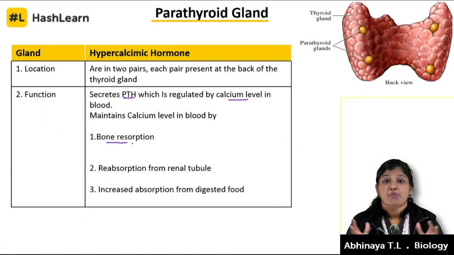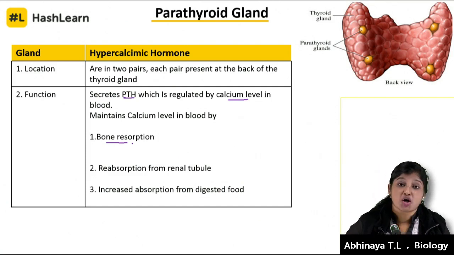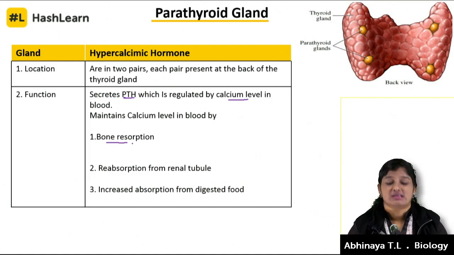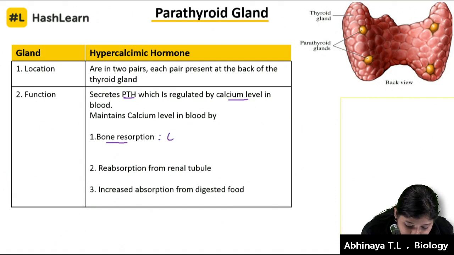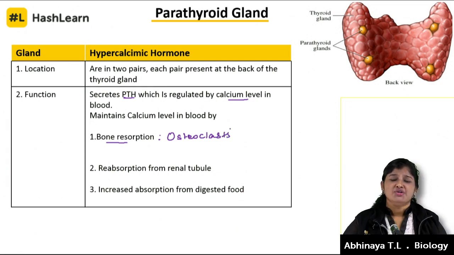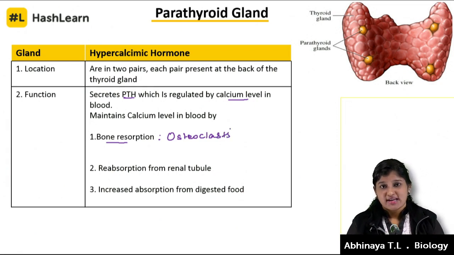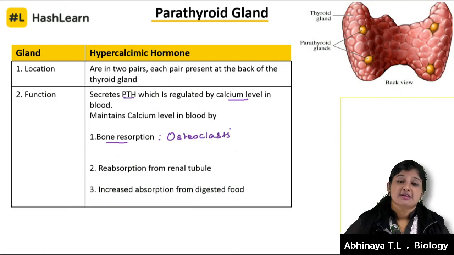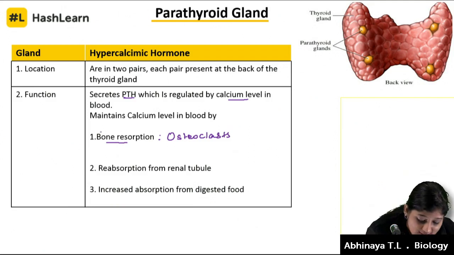Bone resorption is a process where a multinucleated bone cell, actually called an osteoclast, damages the bone tissue and releases the minerals from it. The highest mineral from it will be calcium. So that's why bone resorption is also called demineralization.